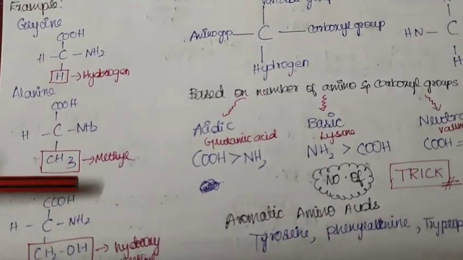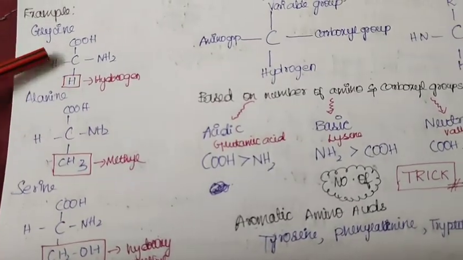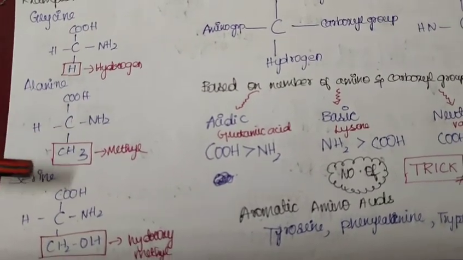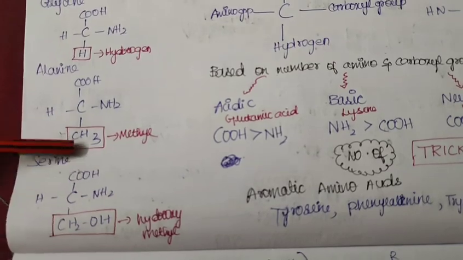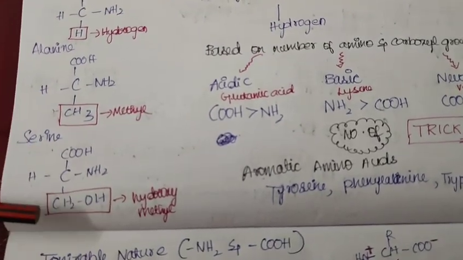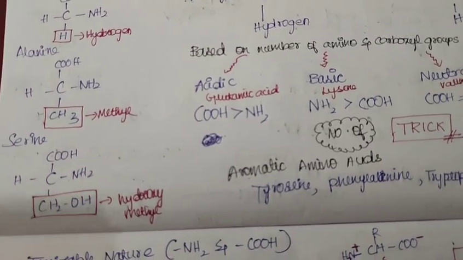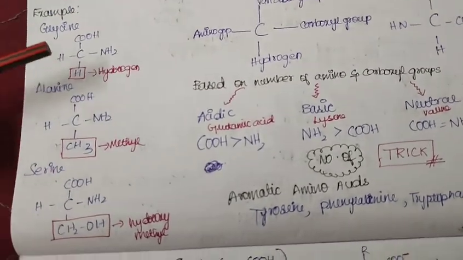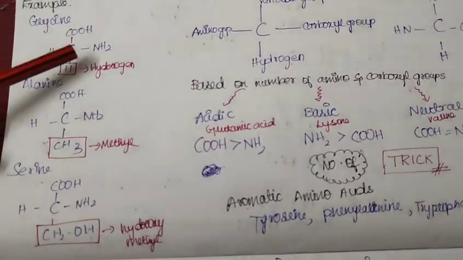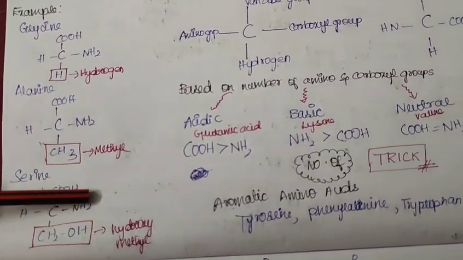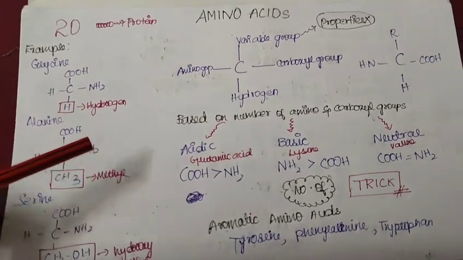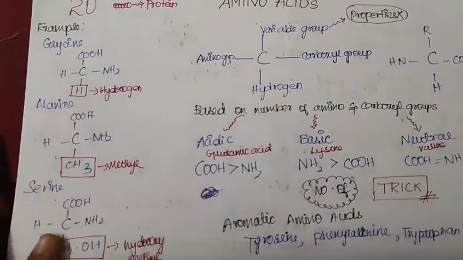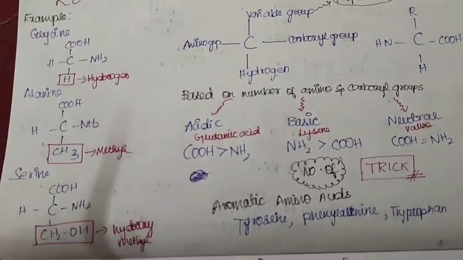Here we can see three examples. The first one is called glycine, where the variable group is hydrogen. Next, alanine, where the variable group is methyl. And we have serine, where the variable group is hydroxymethyl. The remaining things are the same, that is hydrogen, carboxyl group and amino group, and the variable groups differ. Based on these variable groups we have the 20 different amino acids that take part in the formation of protein. I hope you are clear. Just have a look at these three examples.